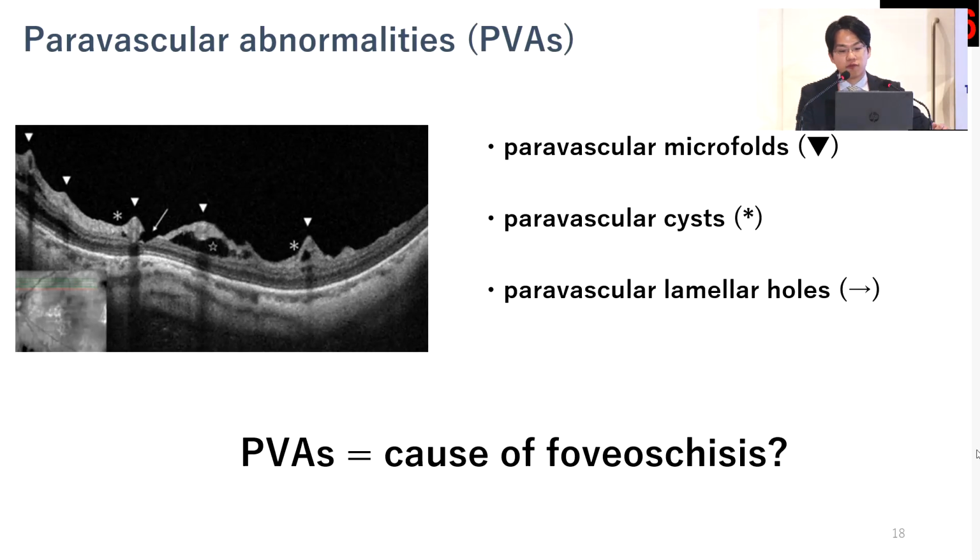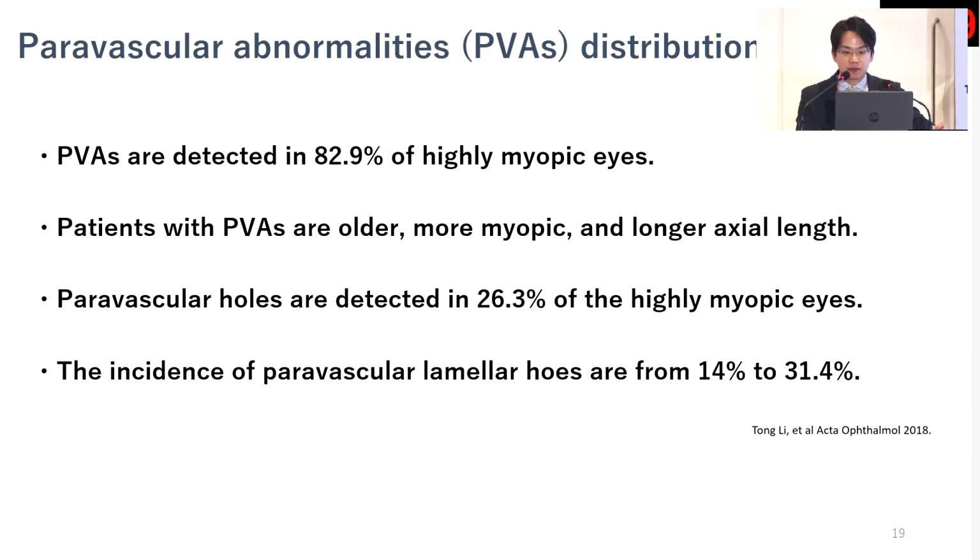So next, I will focus on parabascular abnormalities, PBAs. Some types of abnormalities have been reported, like parabascular microfolds, parabascular cysts, and parabascular lamellar holes, as shown in this picture. A parabascular microfold is a projection of retinal vessels toward the vitreous cavity. A parabascular cyst is a spindle-shaped dark area or fissure-like lesion adjacent to retinal vessels. And PBAs are a cause of foveal schisis.